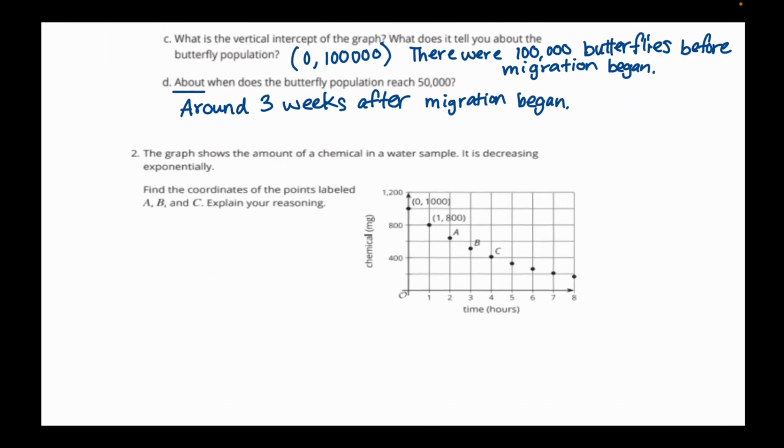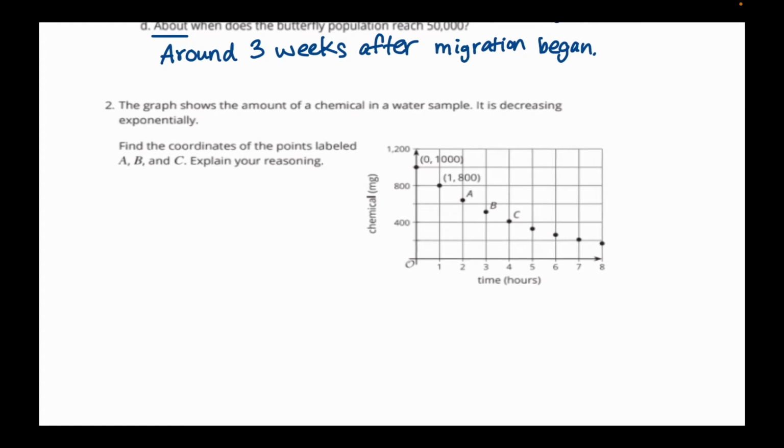For question 2, we're going to move down to this one. The graph shows the amount of chemical in a water sample, and it's decreasing exponentially. So we want to find the coordinates of the points labeled A, B, and C, and then explain our reasoning. In order to do this, we want to figure out what our growth factor is. Since this is decay, I'm expecting a growth factor of less than 1, and if I get something more than 1, I know I need to double check what math I'm doing.